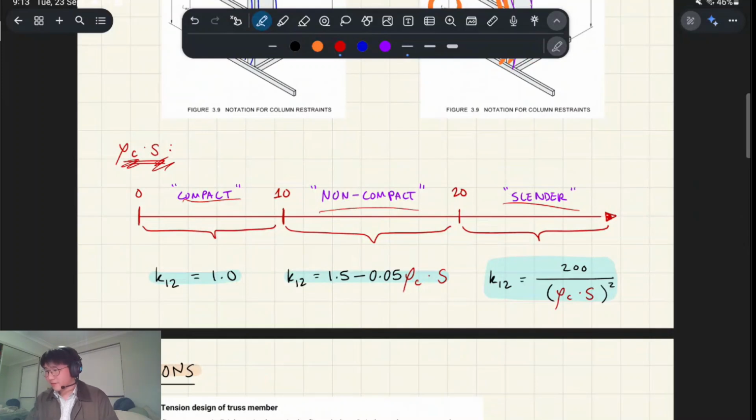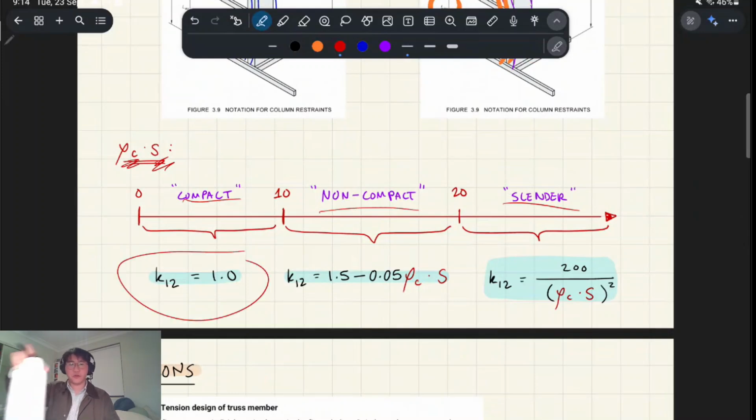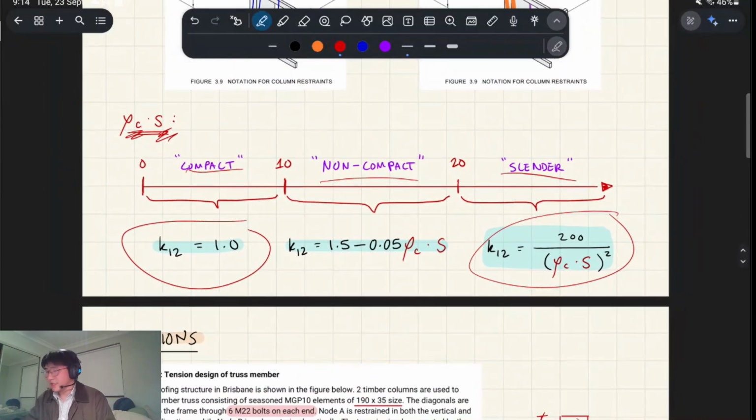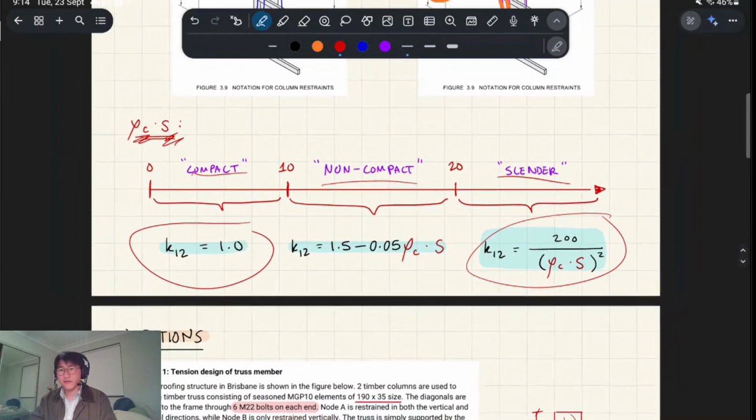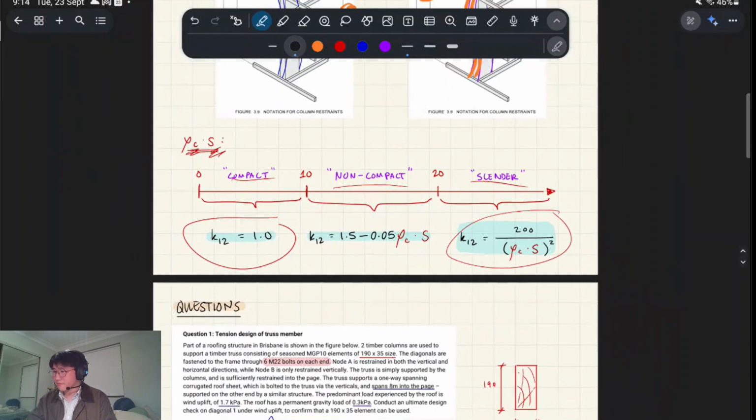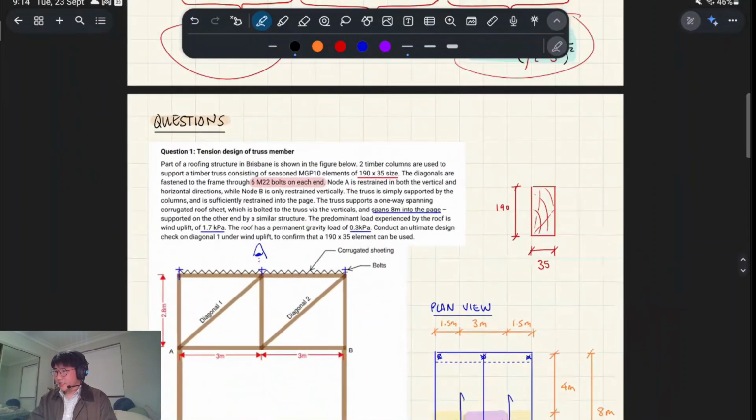If you have a stubby member, like my drink bottle, you might not even reduce this. Sorry, K12 would be 1 because it wouldn't reduce the capacity at all. Whereas if you have a slender member, such as this little wooden ruler that I've got, then you have to reduce it by whatever value you calculated for phi c dot s. It's a function of that value. Okay.